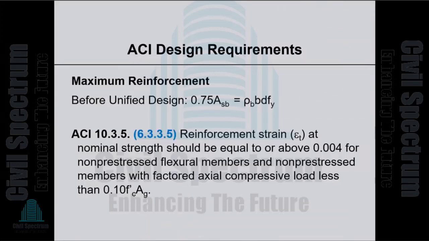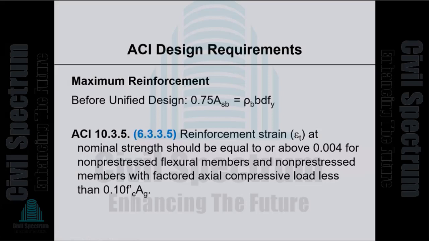Now, maximum reinforcement, as I mentioned yesterday, before we embraced unified design in ACI 318-02, the maximum tension reinforcement we could put in a section was 75% of the balanced reinforcement. 75% of A sub sb, and A sub sb was typically written as rho sub b times b d, b being the width, d being the effective depth. Rho is the tension reinforcement ratio. Okay, so 75% of rho balanced is the maximum we could put in.